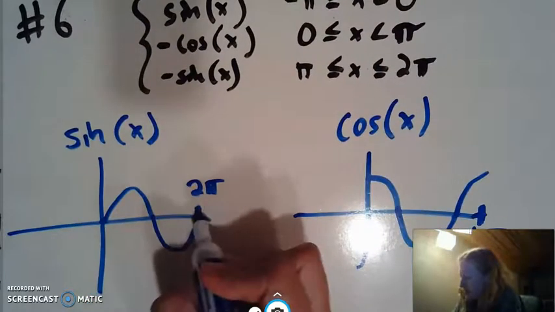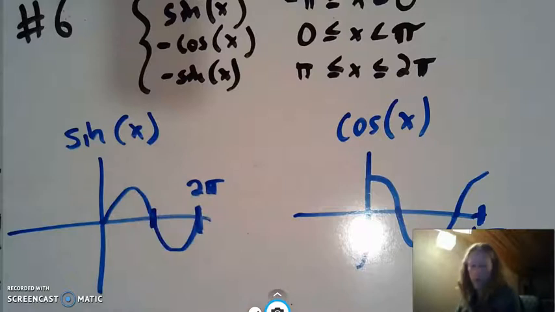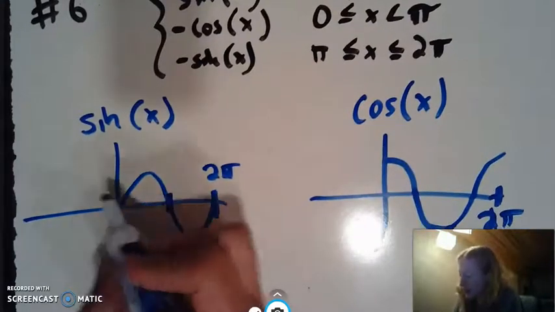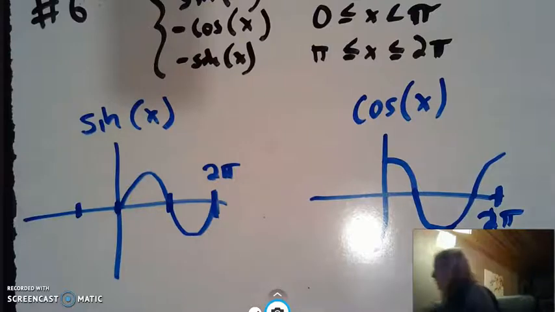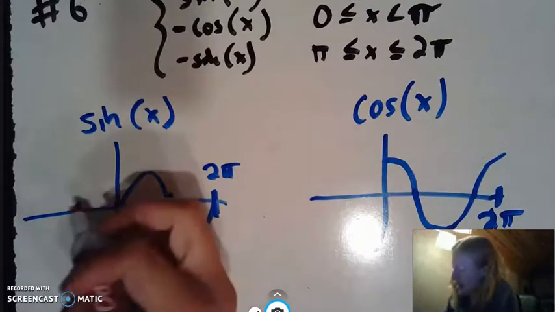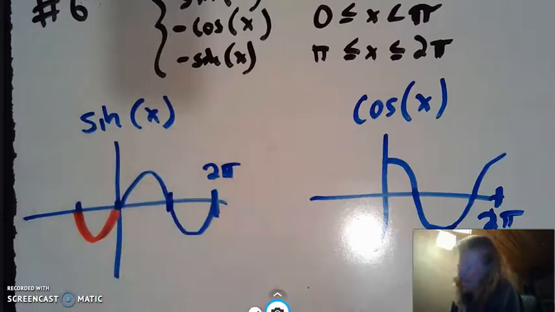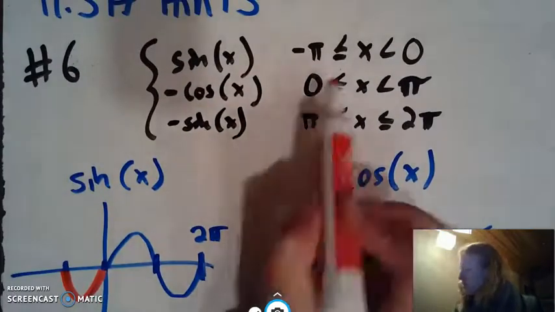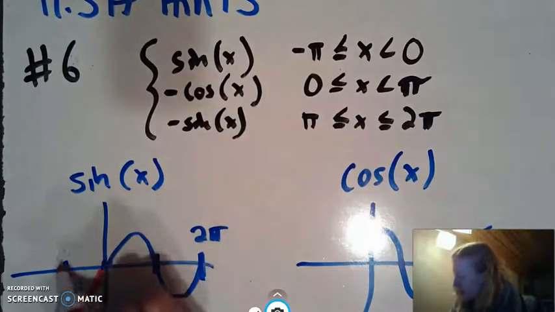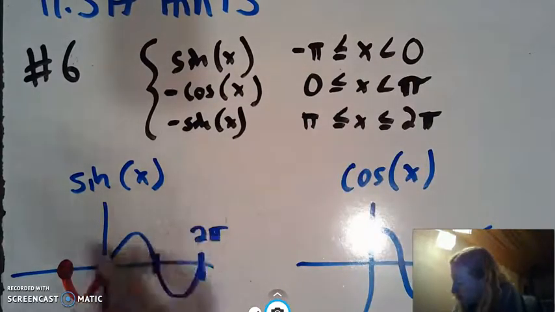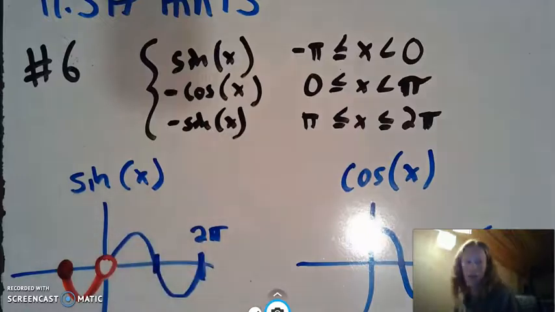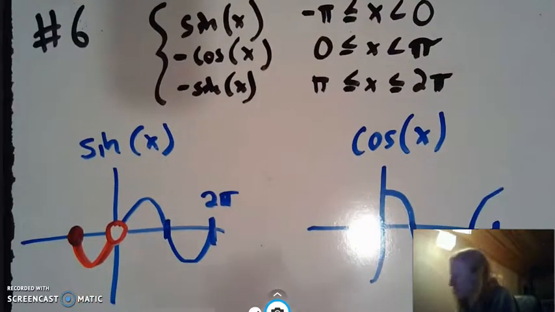If this is 2 pi, halfway is regular pi. Here's 0. We need to come back to negative pi. So the part that we want for that very first graph is like this. Then pay attention to the circles. This one has an or equal to, so it's going to be a solid dot. And that one doesn't have an or equal to, so it's going to be an open dot. And there's the first piece of our function.